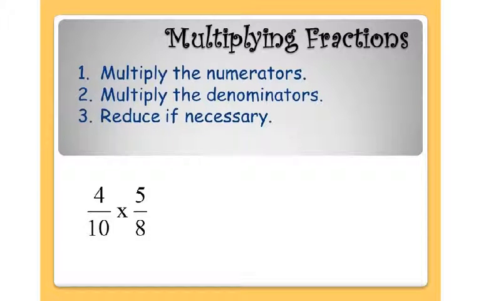The strategy I'm going to show you now is called cross-canceling or diagonal reducing. We're going to take a look at our fractions 4/10 and 5/8. Now, I could reduce the fraction 4/10 first. I could reduce that down to 2/5. But we're going to do something different. We're going to look diagonally at these numbers.